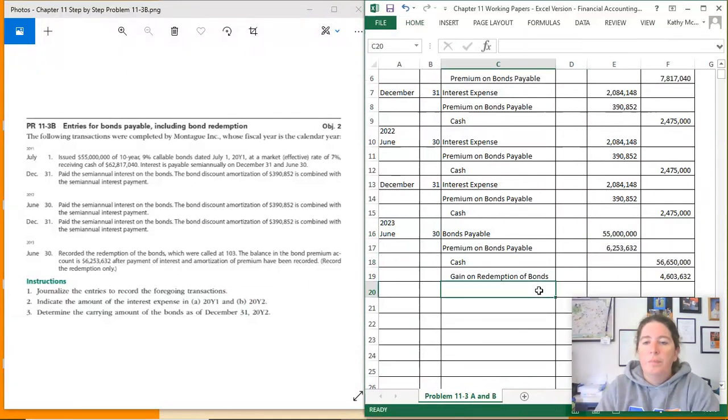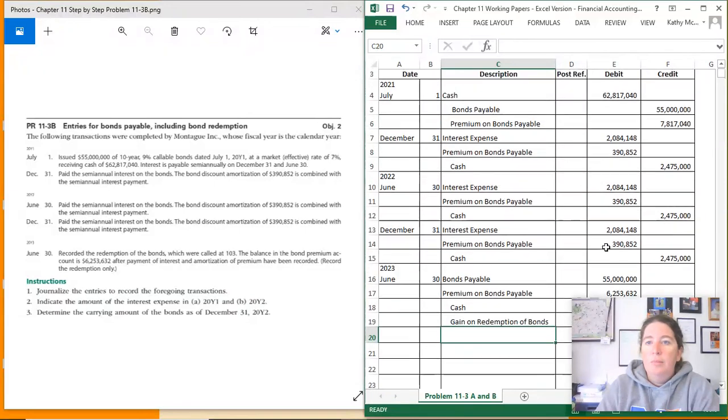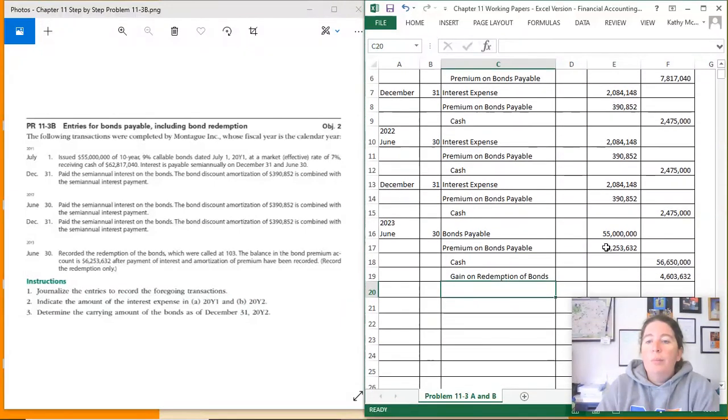Okay. So this last entry has 4 pieces. How much were the bonds originally that we're pulling out of our payable account? How much was left in our premium account that we need to take out? How much did we actually pay? And what was the gain? Okay. Remember that this gain, 4,603,000, even though we gave the bonds out at 55, we had to pay 56.